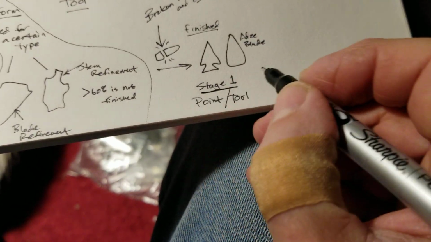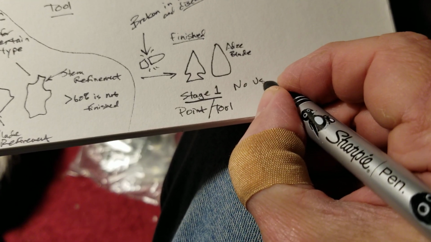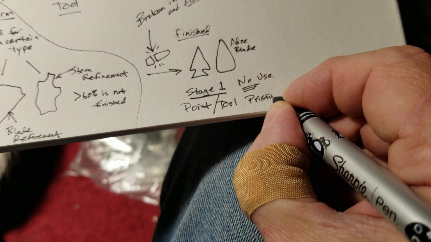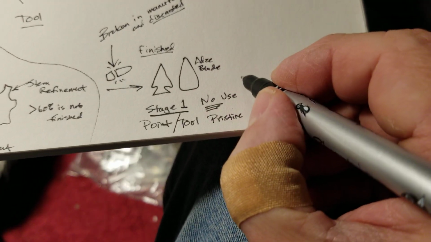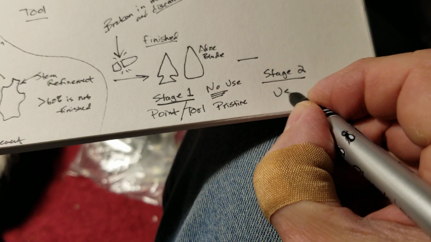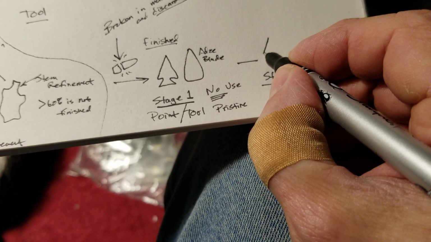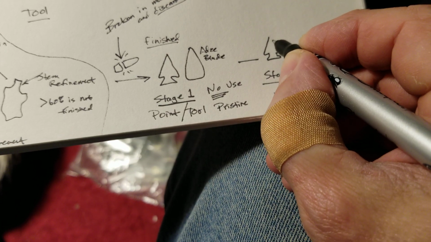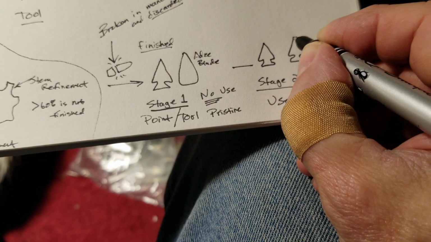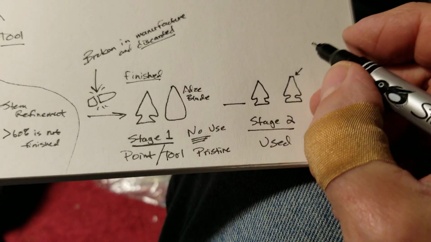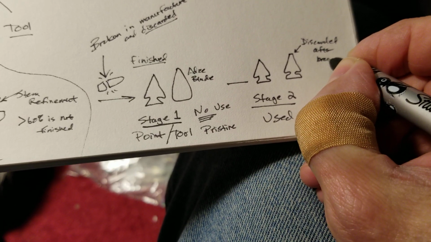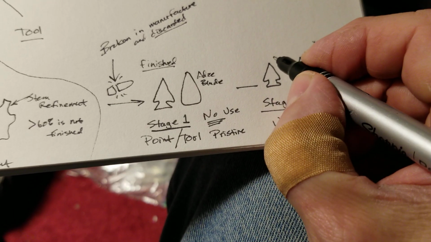Stage 1. When I'm talking about stage 1, no use yet. No use. None. These are perfectly pristine. Another word for it is pristine. No use at all. From here, stage 2, or used. Okay? Now, there's 2 types of used. Discarded after break, and yes, sometimes they discard it after breaking off the tip, and reworked.